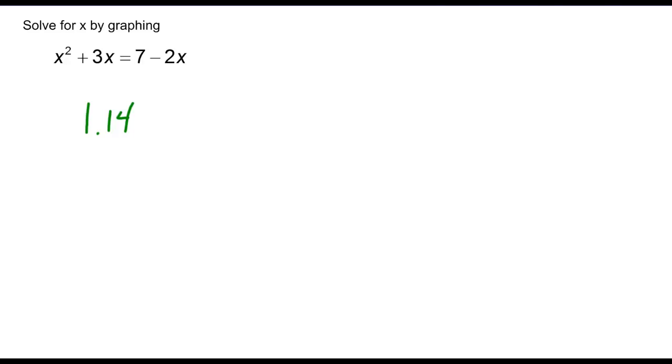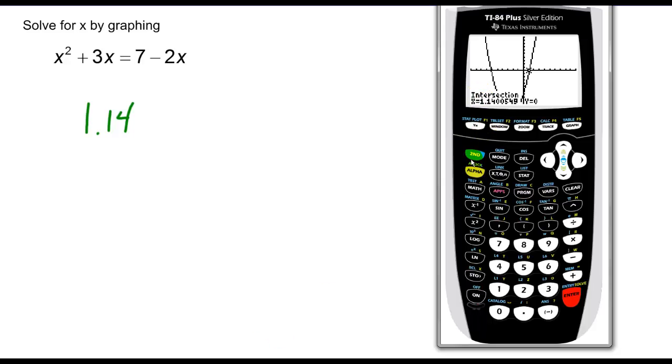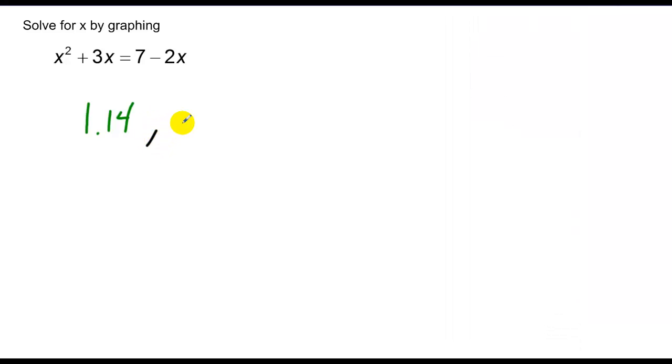Let's go back to the calculator, find the other intersection. Second calculate. Move that over to the other side. Find the blinker. There it is. Hit enter 3 times. 1, 2, 3. And I get negative 6.14. And those are my 2 zeros or roots or x-intercepts, whatever you want to call them.